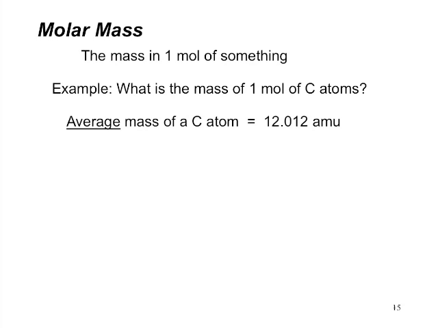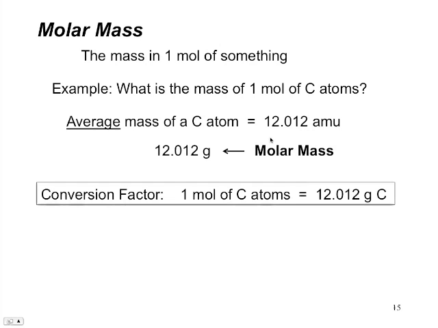Now, if we ask the question here, what is the mass of 1 mole of these carbon atoms? We'll get 12.012 grams, right? These numbers are linked together by the way we defined 1 mole. So we can use this as a conversion factor. When we want to count things in chemistry, we do so by weighing. So we could go out and weigh, say, 12.012 grams of carbon, and having done that, we would know how many carbon atoms we have.